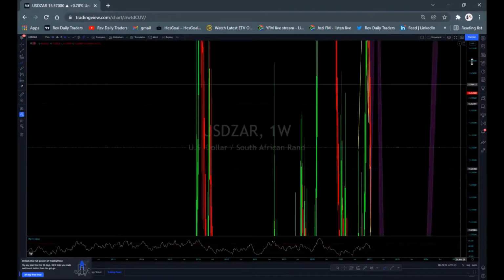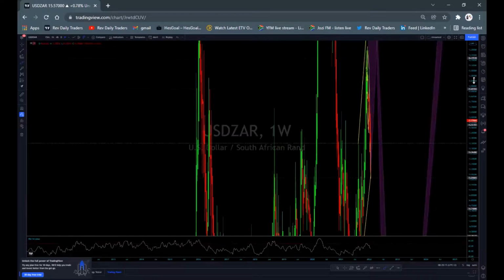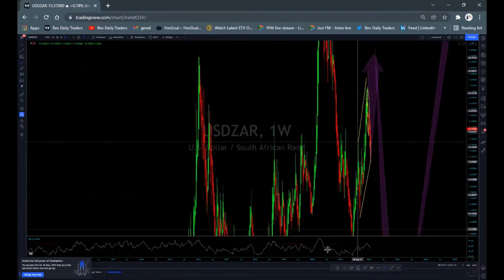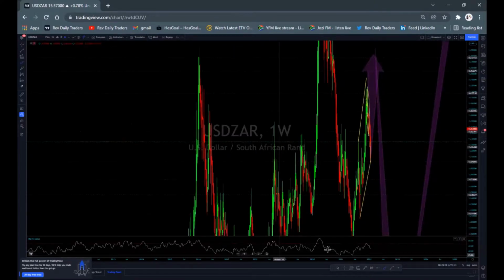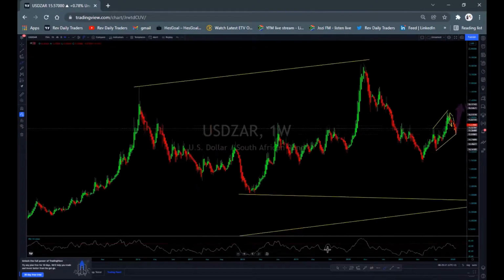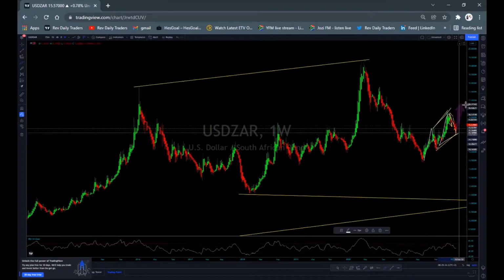Then we'll look at our last pair. That will be dollar ZAR, okay? Dollar rand. If we check on dollar rand, this impulse 1, 2, 3, okay? We are still expecting this running flag to complete and give us this up move, okay? So on dollar rand, we are biased to upside.